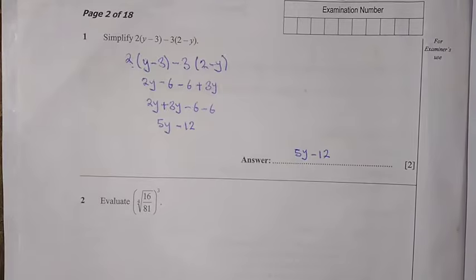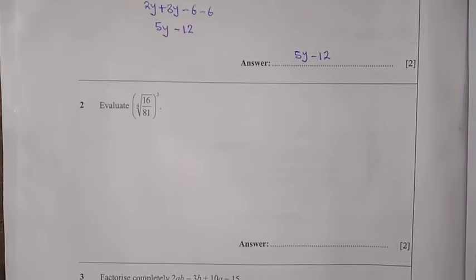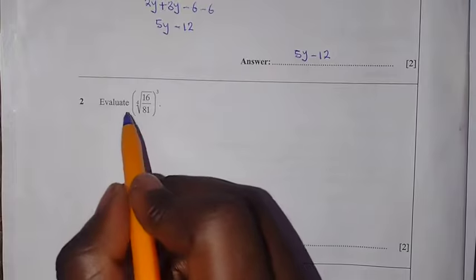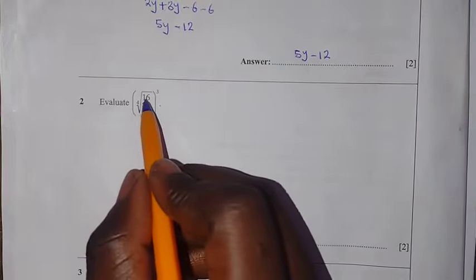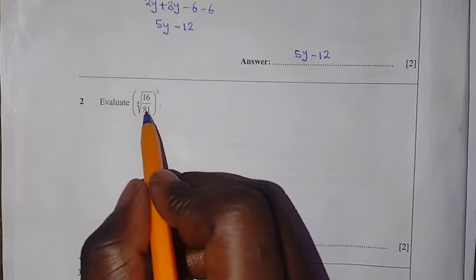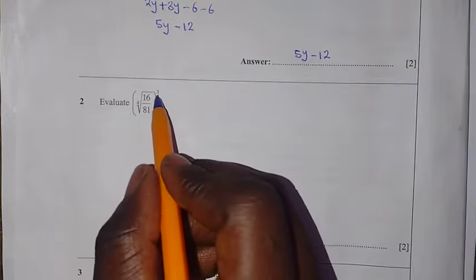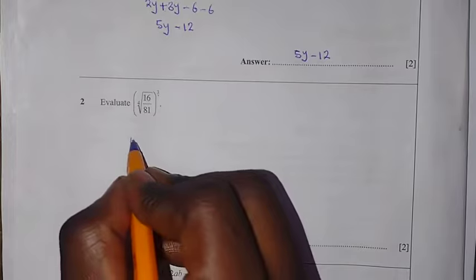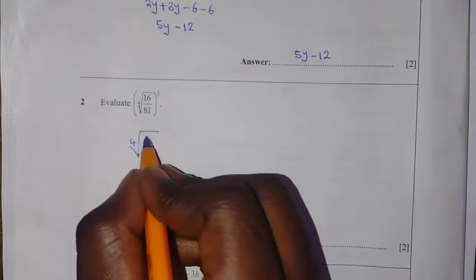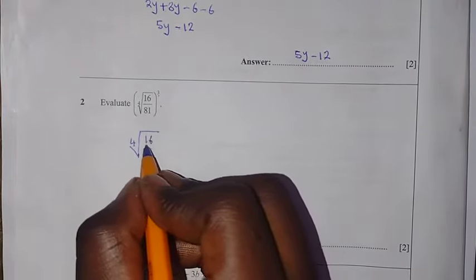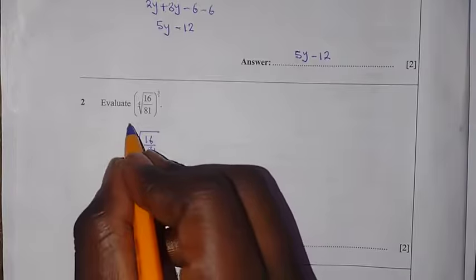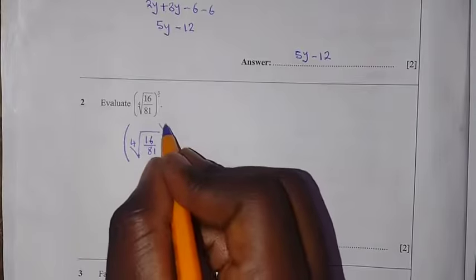Let us now move on to our question 2. So here is our question 2. Question 2 says evaluate, in brackets the fourth root of 16 divided by 81, then raised to the power of 3. So we are going to write the question as usual. We have 16 over 81, and this should be enclosed in brackets.